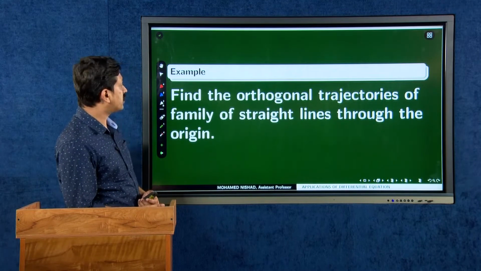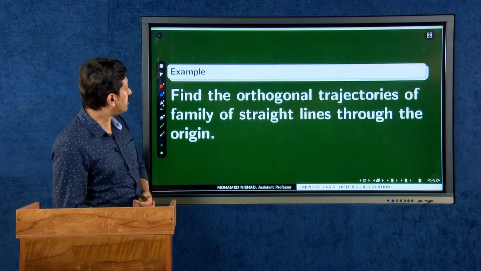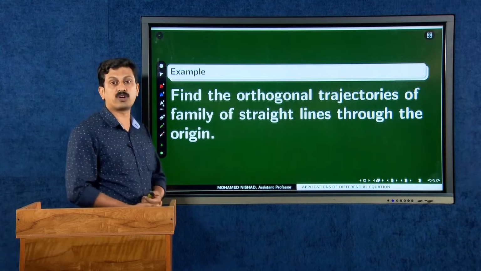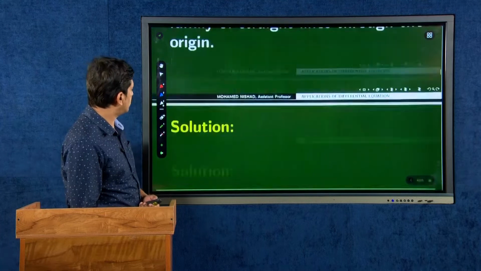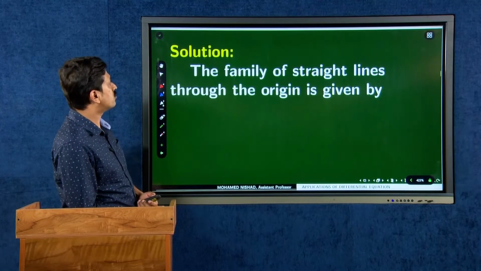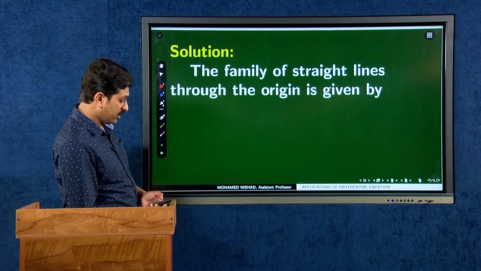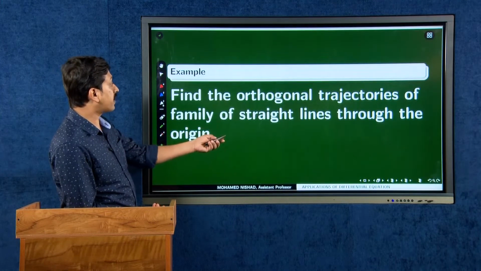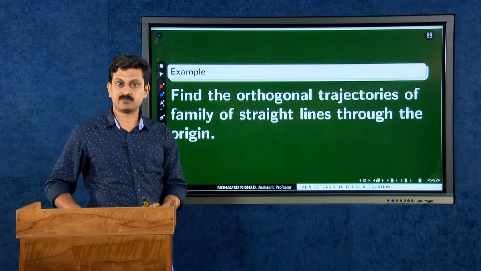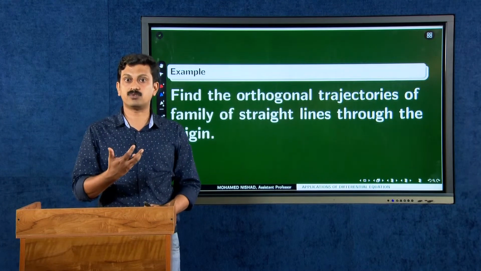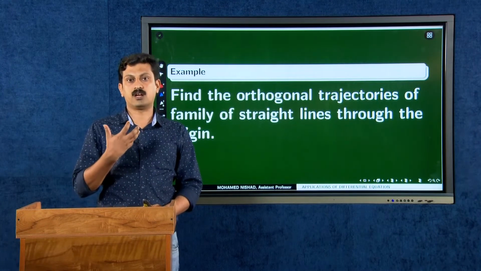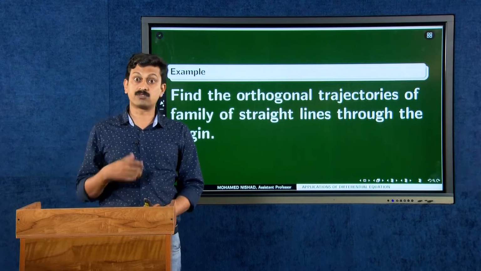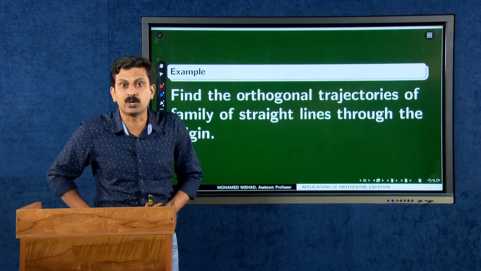Find the orthogonal trajectories of the family of straight lines through origin. See, my dear students, while moving to the solution, in this given question we need to find the orthogonal trajectories of the family of straight lines through origin. That is y is equal to kx are the family of curves, that is y minus kx is equal to 0.